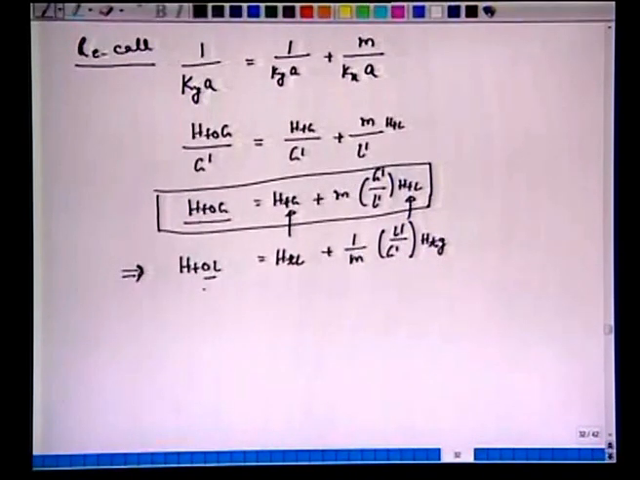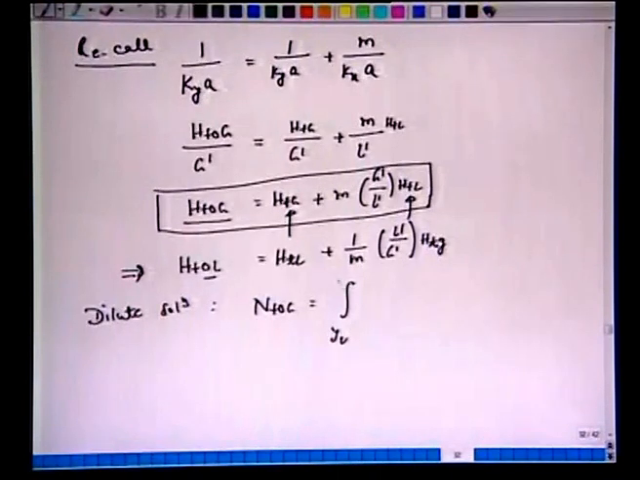We take some special cases here, as given in the text, of dilute solutions, of course, that we are discussing here, that NTOG we are writing as y2 to y1.